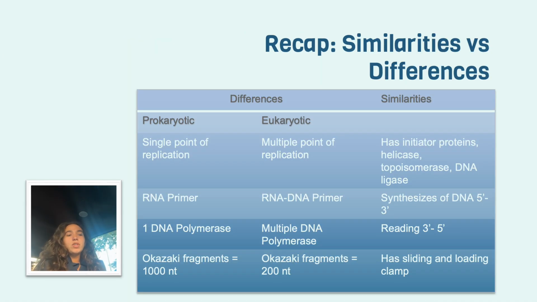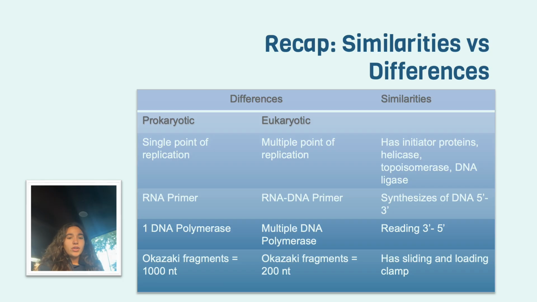Okay, now we're going to do an overview of the differences and similarities of prokaryotes and eukaryotes. Prokaryotes, remember, have a single origin of replication. They use RNA primer. They have initiator proteins, helicase, topoisomerase, and DNA ligase. Like the eukaryotes, they synthesize DNA from 5' to 3', and they read from 3' to 5'. They use one DNA polymerase for the leading and the lagging strand, and have a sliding clamp and clamp loader. They have the exonuclease of DNA polymerase I, which removes the primer, and DNA polymerase I fills the gap, and RNase H as backup for primer removal. Remember that the Okazaki fragments, which are on the lagging strand, are around 1,000 nucleotides in prokaryotes.